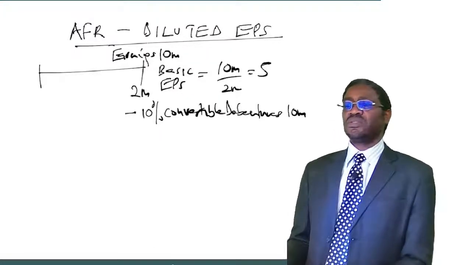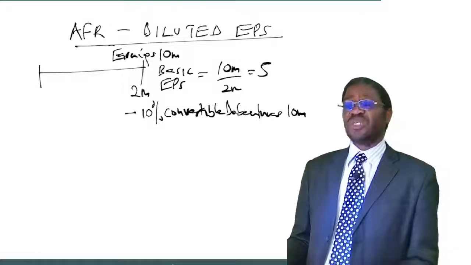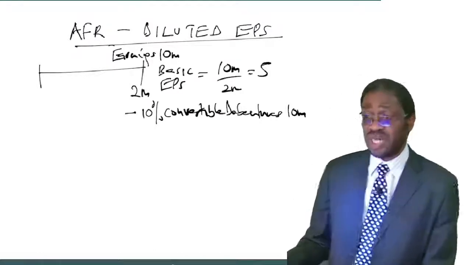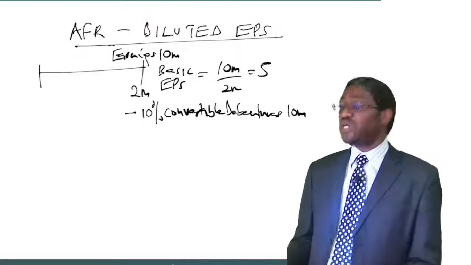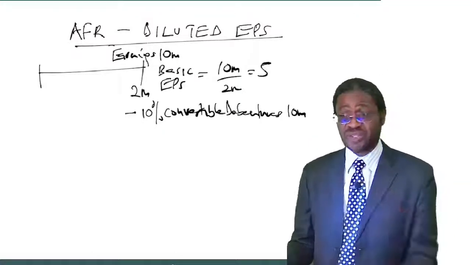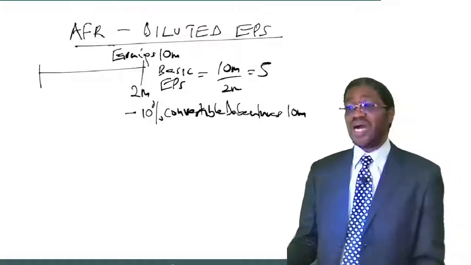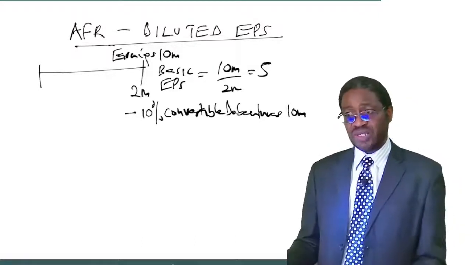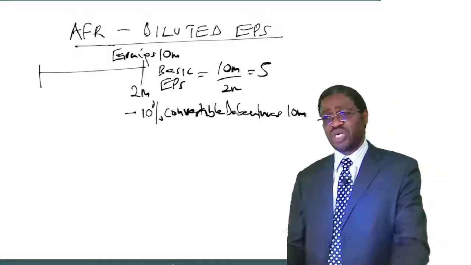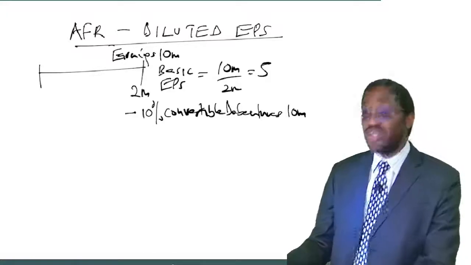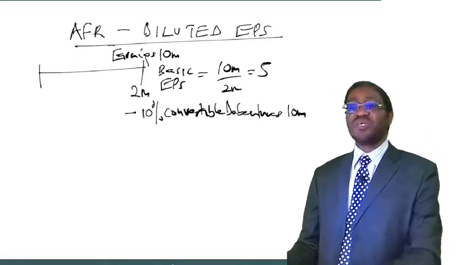Okay, so let's start. In our previous lesson, we discussed how to compute what we were calling the basic earnings per share. Today, we want to discuss the second type of earnings per share, which is called the diluted earnings per share.